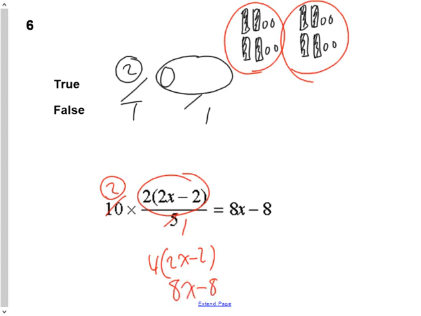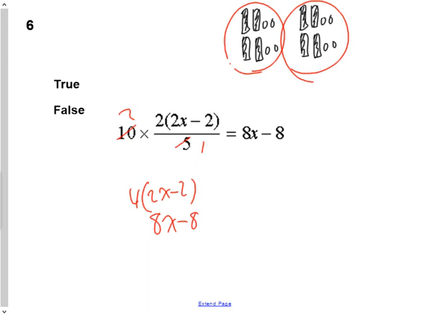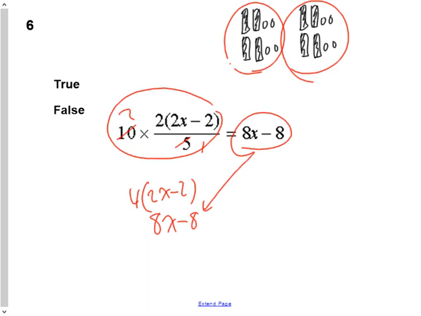Let me pause this. When you work this out, you end up getting 8x minus 8, which means that it is a true statement. Okay? A little complicated, but not that bad.